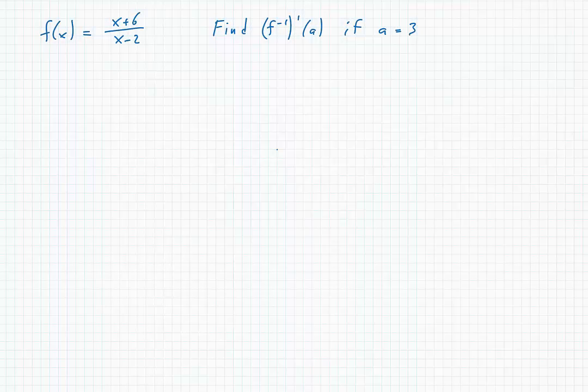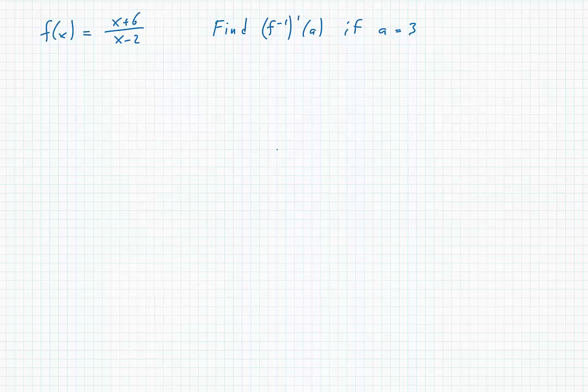Here's another example of evaluating the derivative of an inverse function without actually finding out what that inverse function looks like. Once again, we should make sure that the function f, in this case (x + 6)/(x - 2), does have an inverse. And again, I think the easiest way to do that is to graph it. Make sure that the graph looks like it is one-to-one, that is, it passes the horizontal line test.